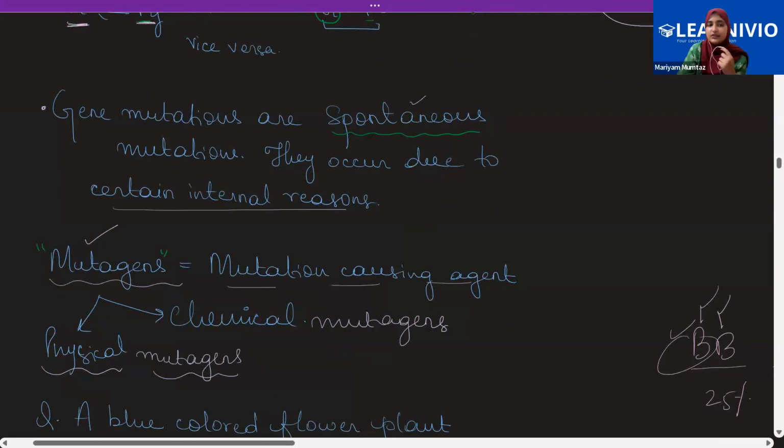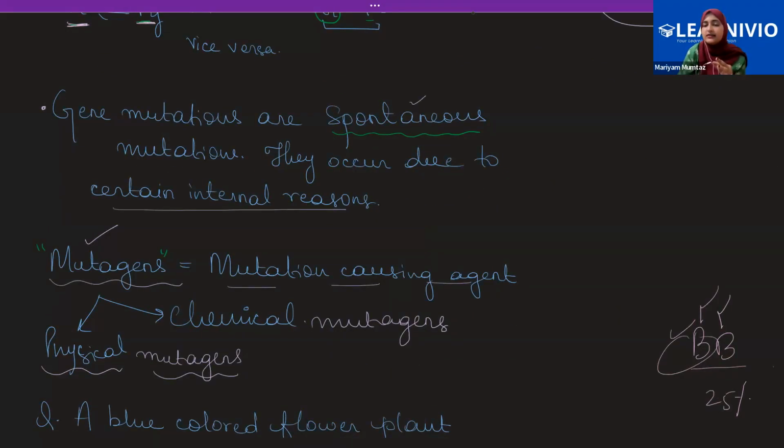Now remember that gene mutations are spontaneous. Spontaneous means it can happen because of internal reasons, anytime, anywhere, at any point. It doesn't inform anyone. It doesn't give a signal. It just happens. Many times it gets unnoticed.